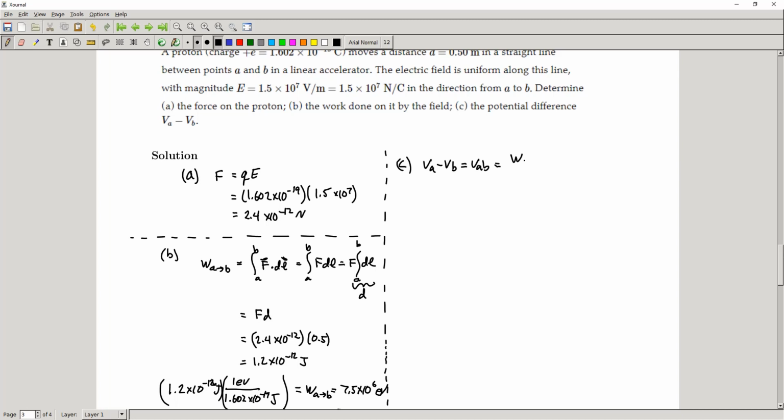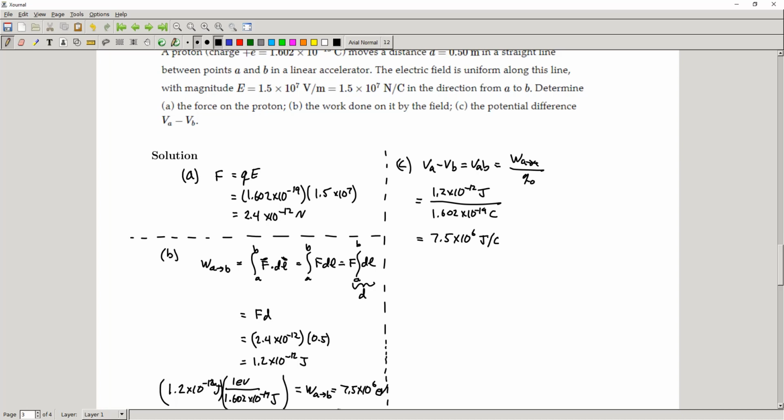We're just going to use work AB over our charge is equal to our potential difference here. And so we can do that calculation. We just substitute in numbers. We just calculated what the work was. We saw it was 1.2 times 10 to the minus 12 joules. And if we put that over the charge that we're talking about here, which is 1e, we end up with the value we see here. We end up with 7.5 times 10 to the 6 joules per coulomb.